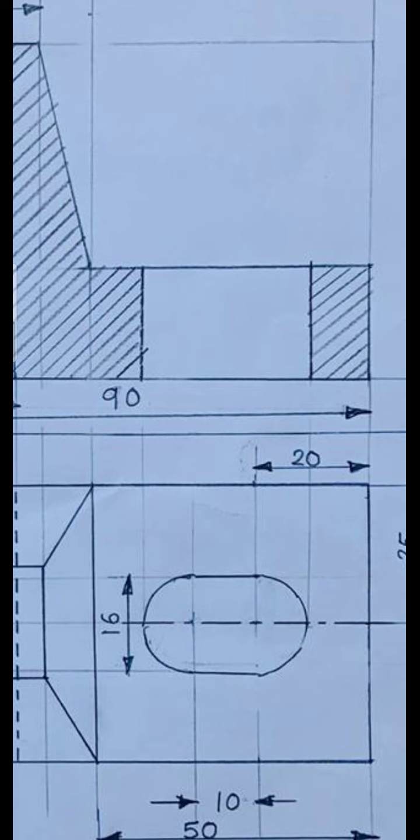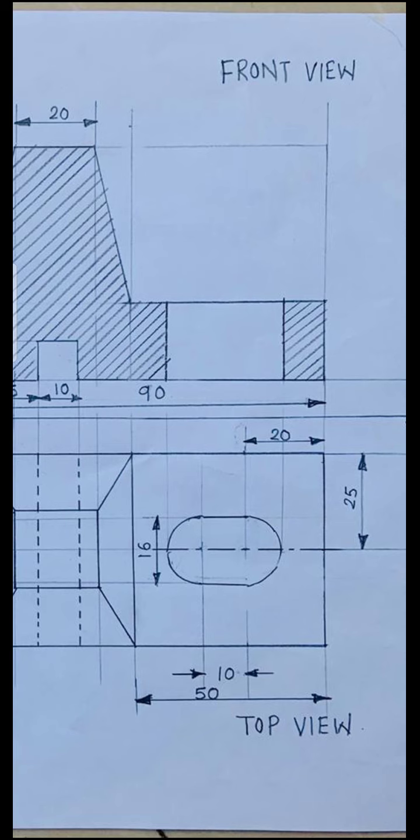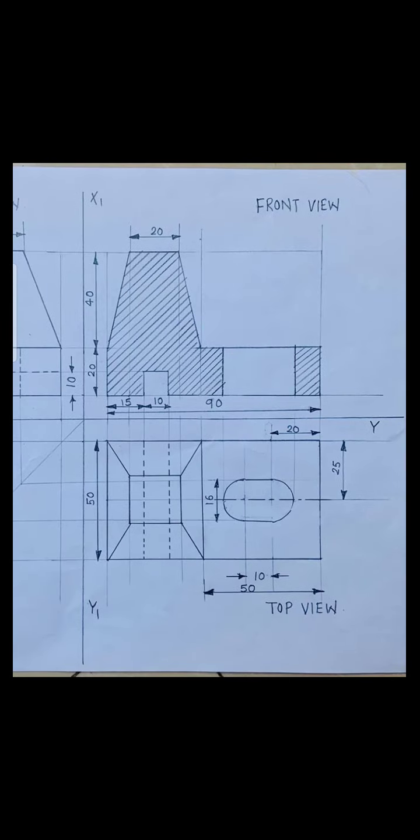The second reason is that there is never a combination of hatching lines and dotted lines. Hatching lines are always combined with continuous lines only. So this is the sectional view of this particular object.